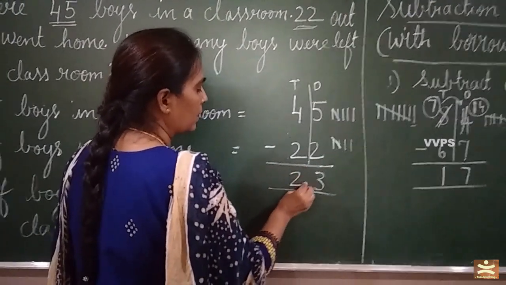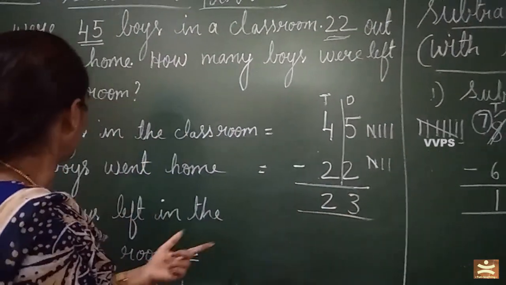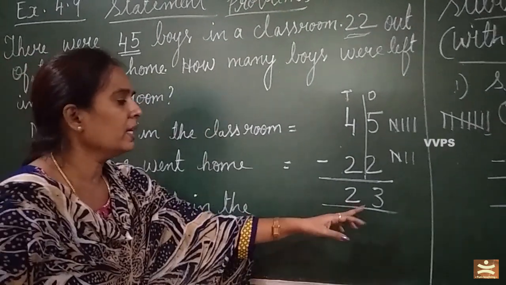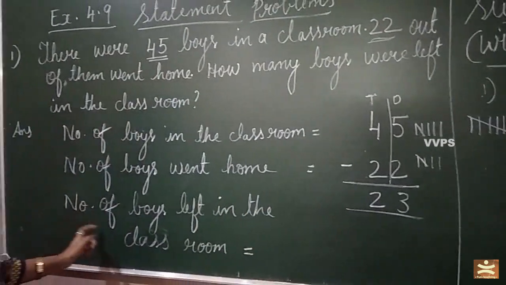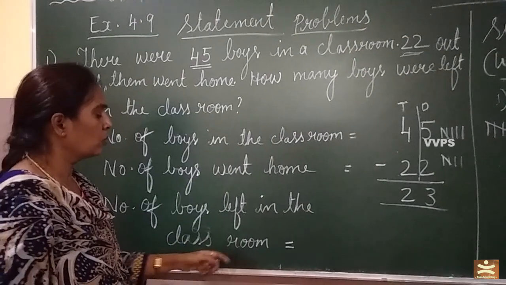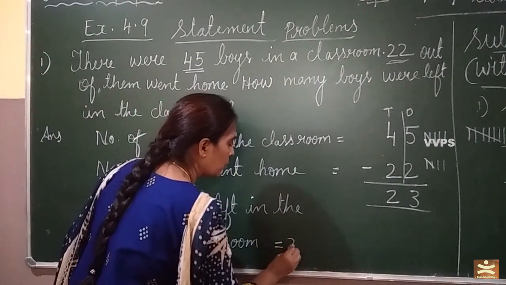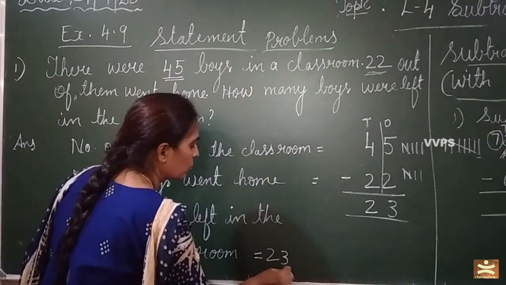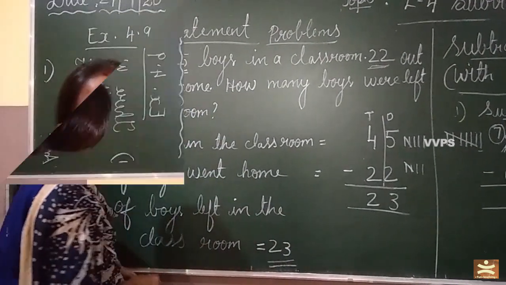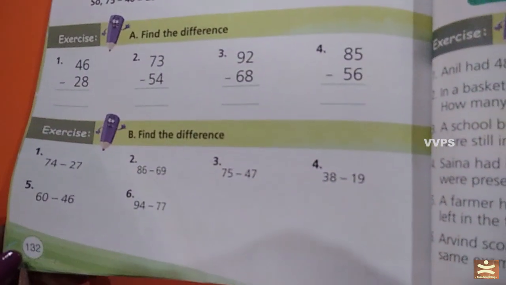So 23. So how many children were left in the classroom, children? 23. You see children, the number of boys left in the classroom is this answer. 23 boys were in the classroom. This is the answer. Okay children, open page number 132.